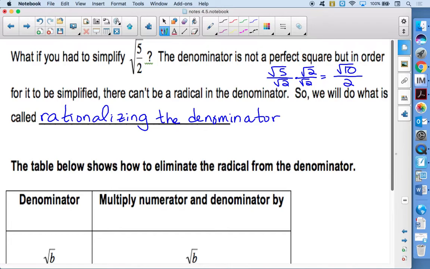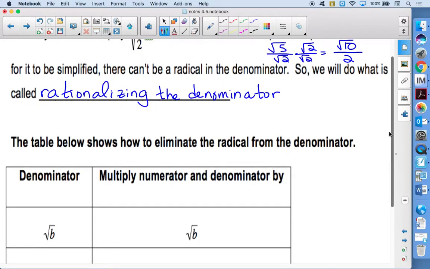So to get the square root out, the process is called rationalizing the denominator. Good job, Joyce. So multiplying it by the square root of 2, then the top number becomes bigger, yes, but that's okay. We got the square root of 10, and now the whole number on the bottom is what we're looking for.